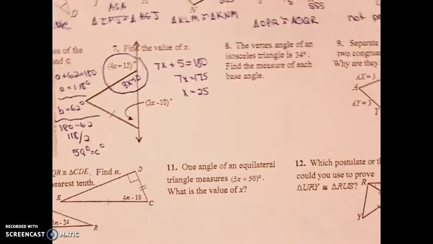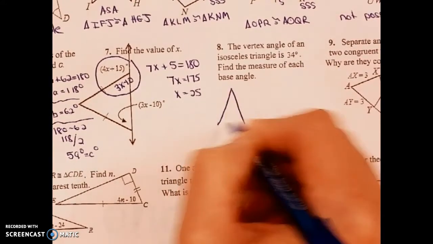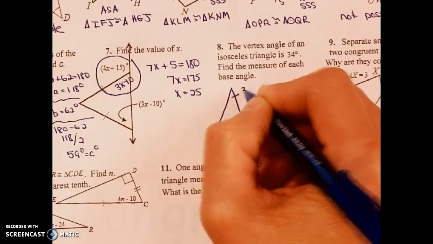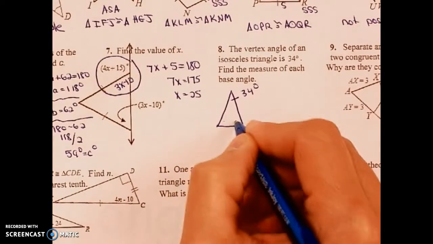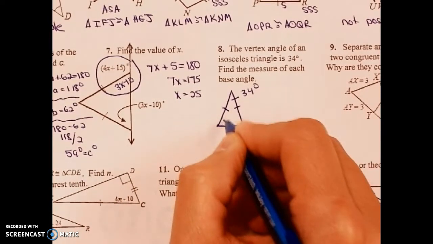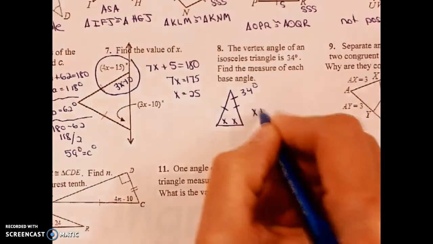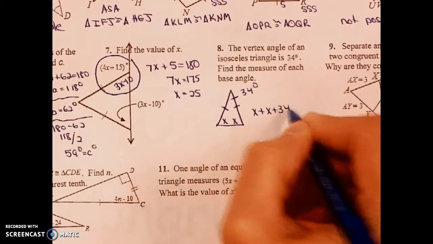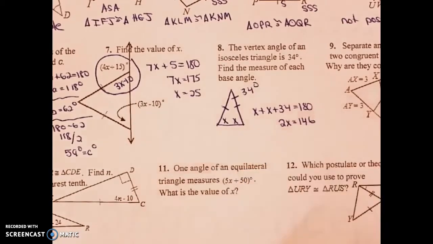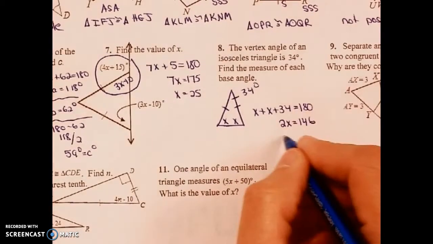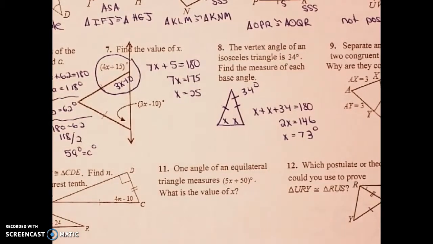Number 8 says I have an isosceles triangle, and the vertex angle, which is up here, is 34 degrees, and I have to find the measure of each base angle, which is here and here. If these sides are congruent, then each of these angles are congruent. I'm going to label each of them to be x. I have 2x plus 34 equals 180 degrees. I'm going to combine like terms and go ahead and subtract the 34. Finally, we divide and we end up with x is equal to 73 degrees.